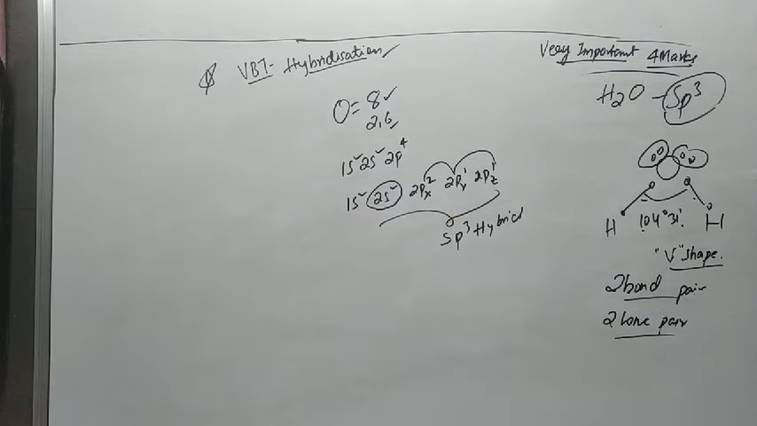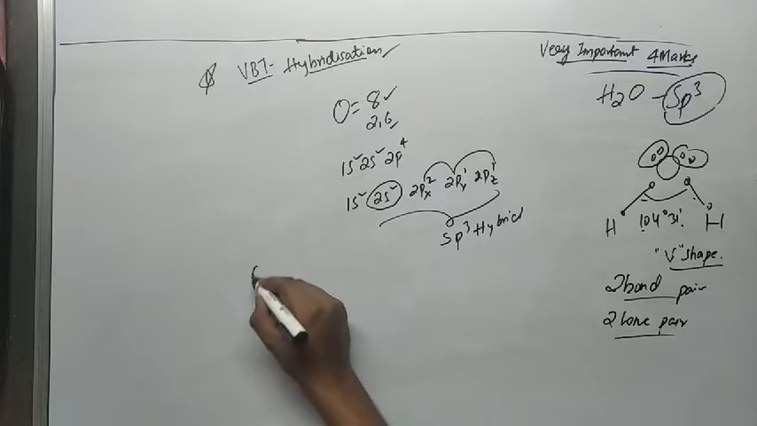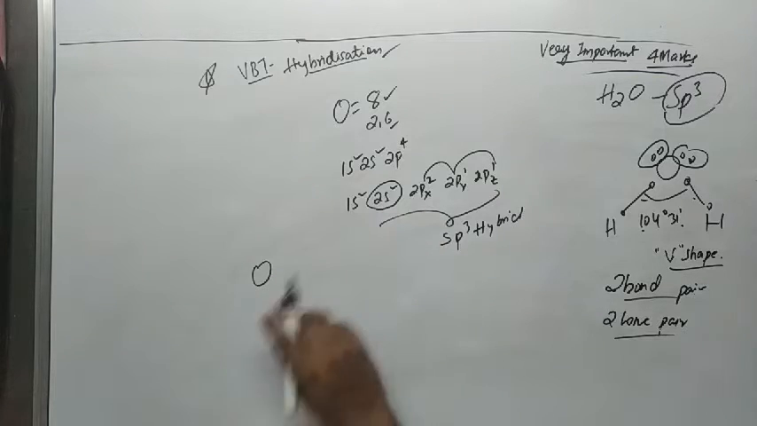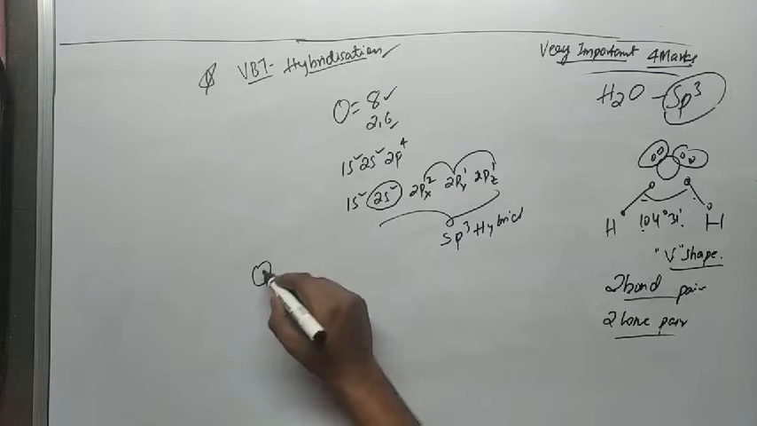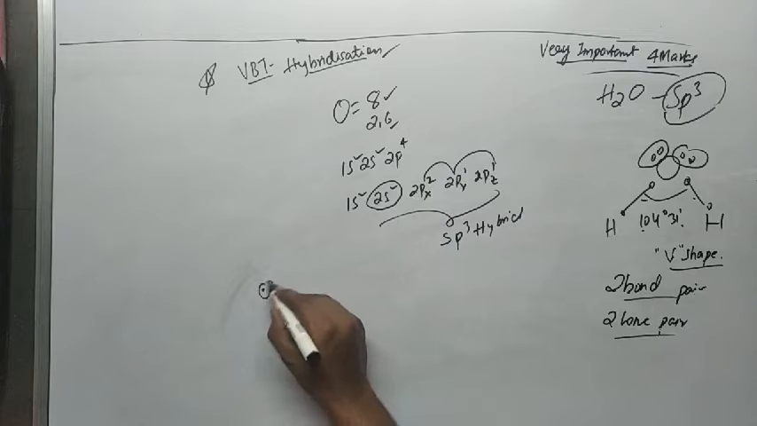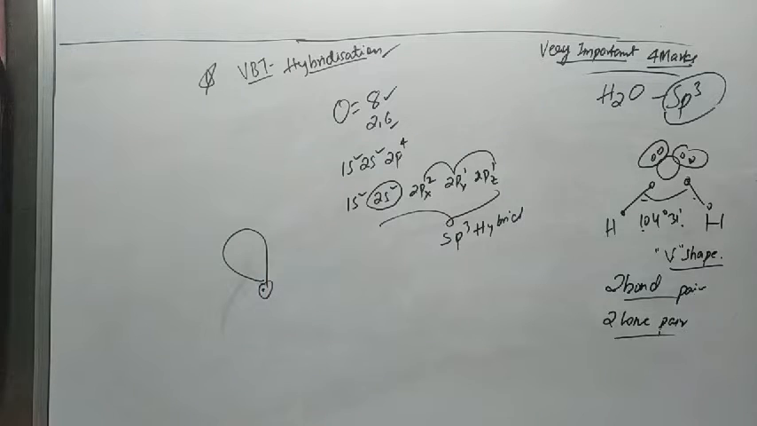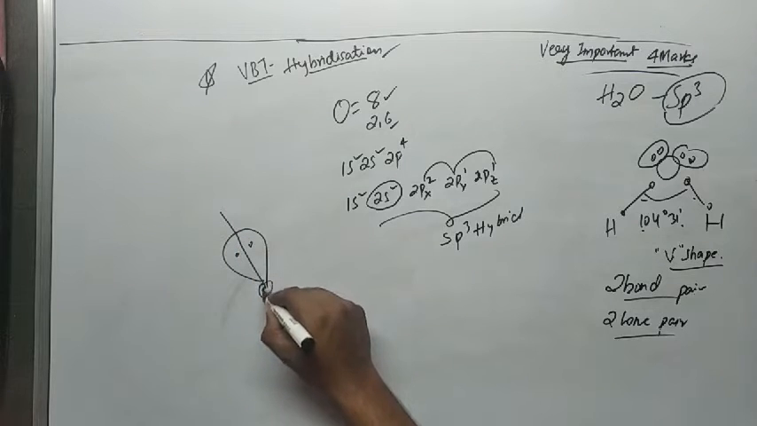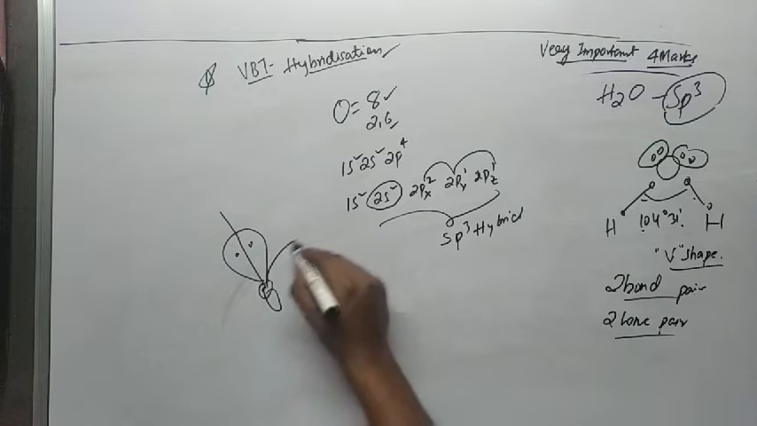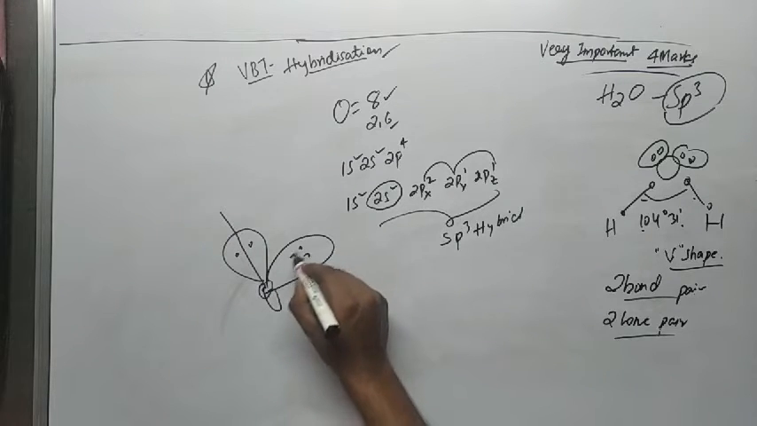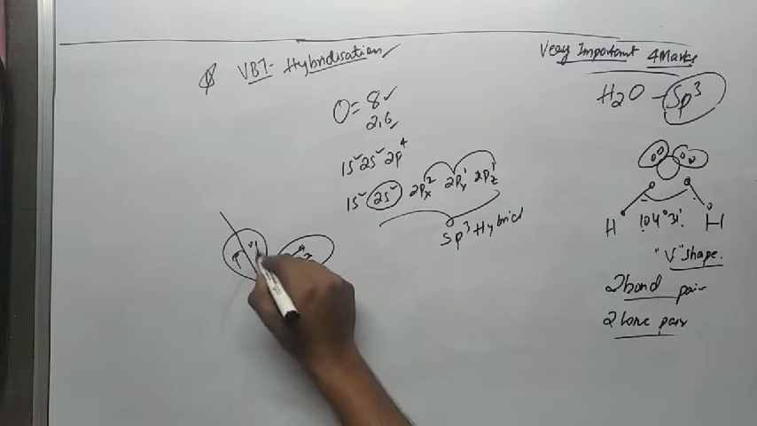Now we have to draw the 4 hybrid orbitals. At the center we have an oxygen. Listen carefully, this is very important. First, let us draw the 2s orbital. At the center we have an oxygen. This is the 2s orbital, and it already has 2 electrons in the last shell. The 2px orbital also has 2 electrons.